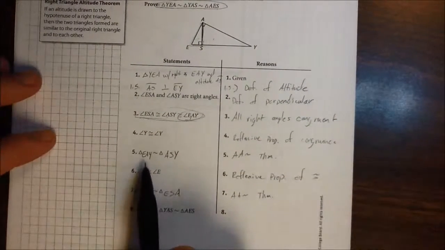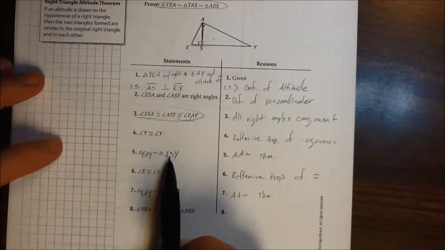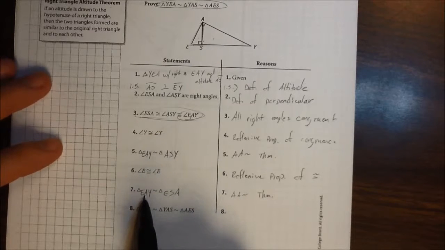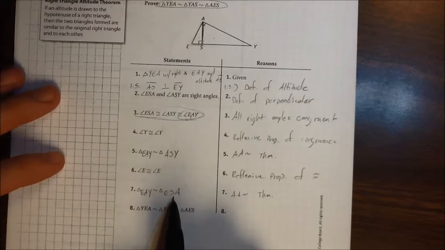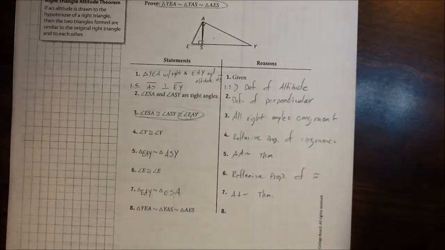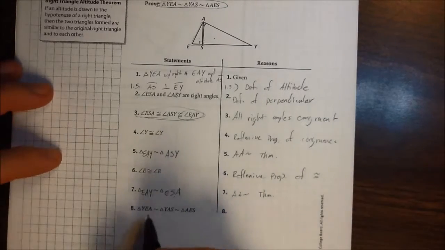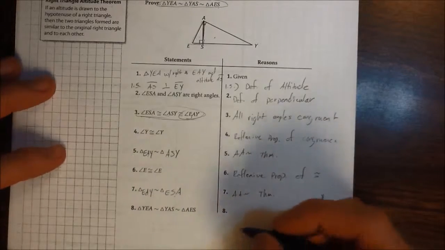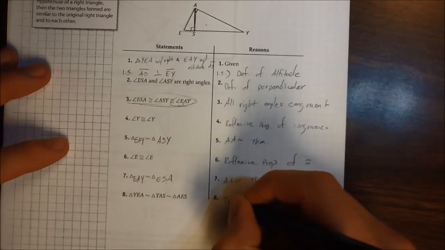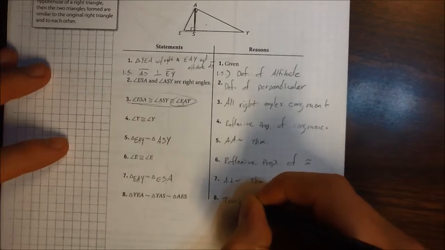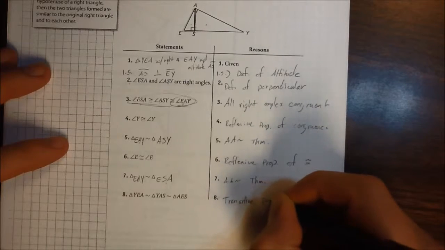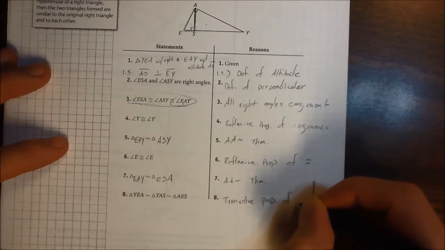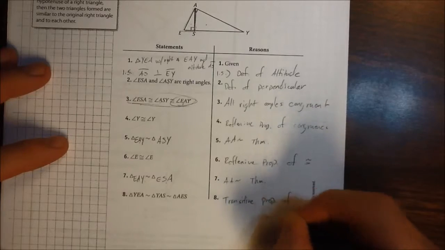Now that I have that the large is similar to the medium, and the large is also similar to the small, I know that the medium and small are similar to one another by the transitive property. So all of these triangles are similar to one another because of the transitive property of similarities.